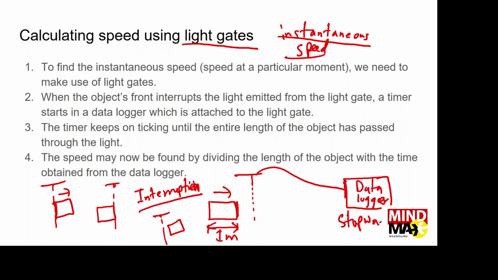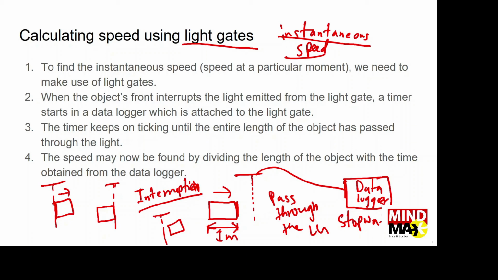Just like the moment when the front of the object just touched the light gate, that is when the interruption started, similarly, the moment when the back of the object just leaves the light gate, that is where the interruption stops. So this time of interruption, the time taken between the front of the object touching and the back of the object leaving, is measured by a stopwatch inside of the data logger. How much time was spent by the object interrupting the light? It was the time taken for the object to completely pass through the light gate. So this was the time taken by the object.